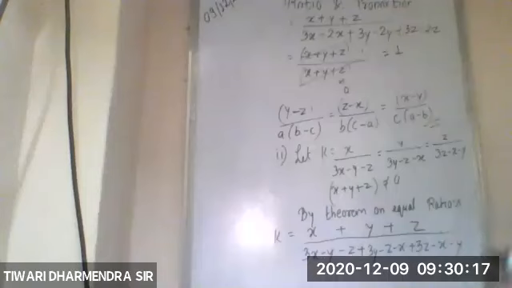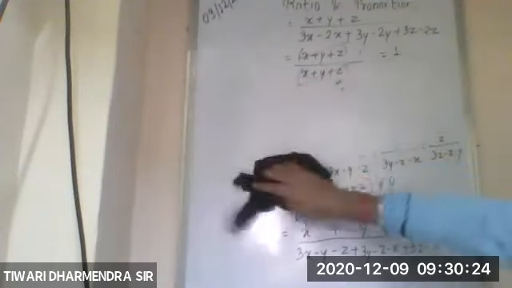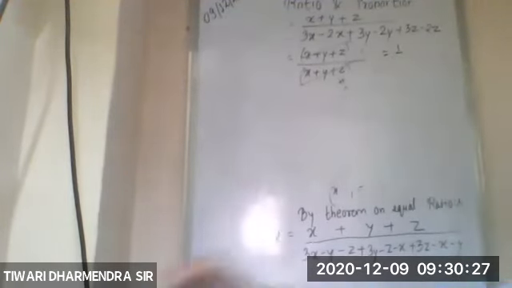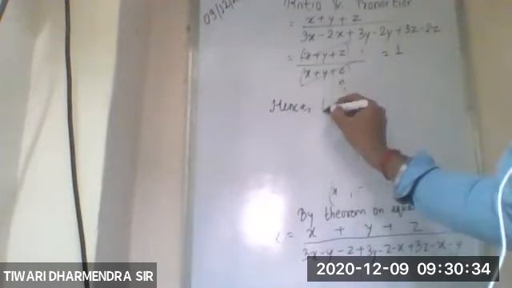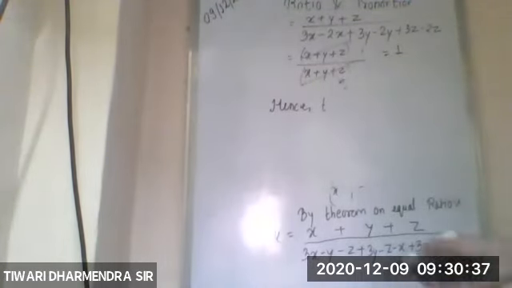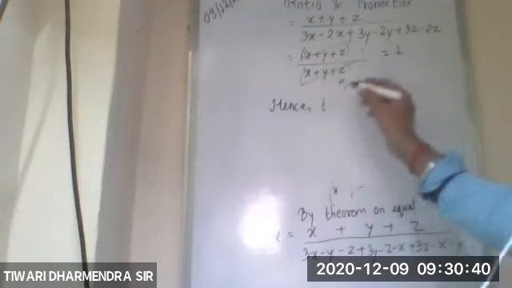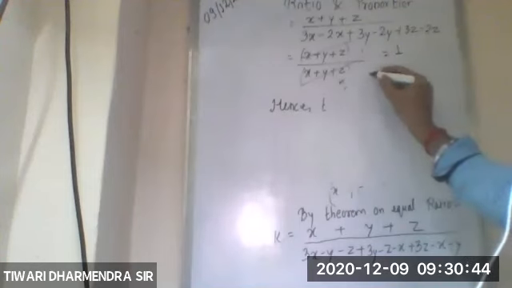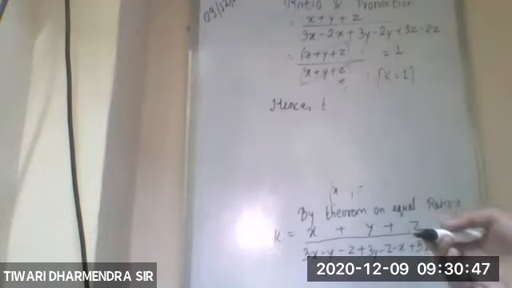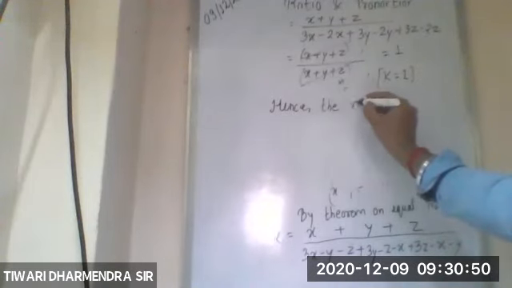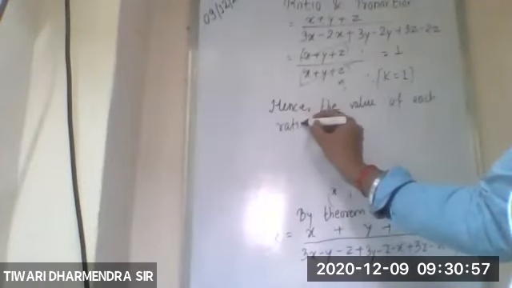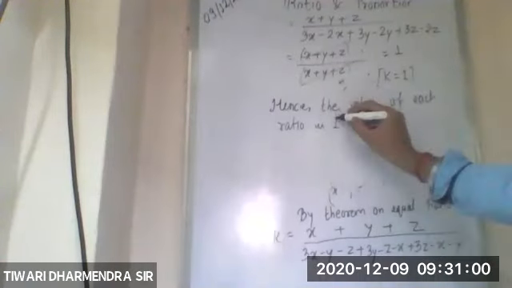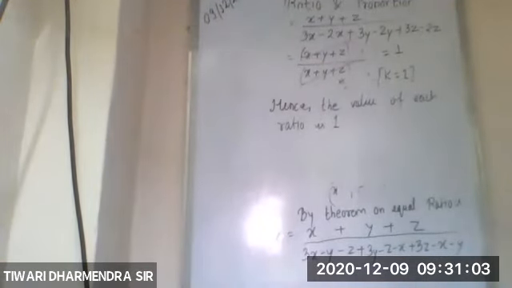So from the above, we conclude that since each ratio was equal to k, and we got k equal to 1, hence the value of each ratio is 1. Hope this is okay for you.